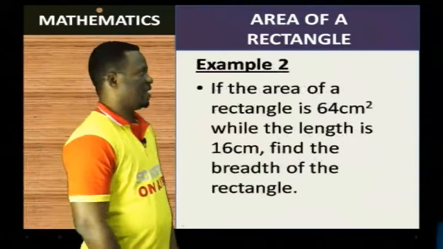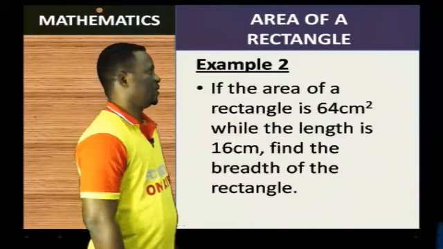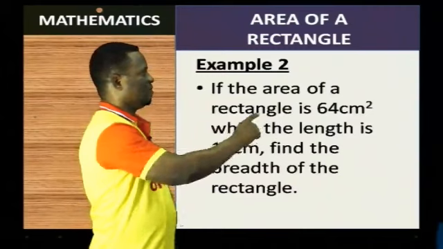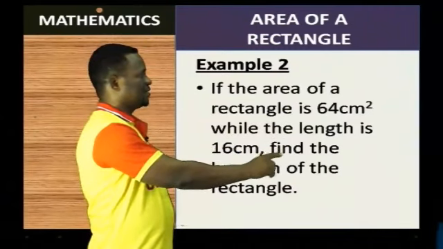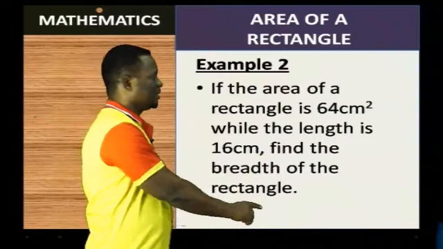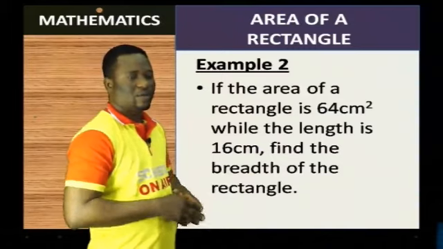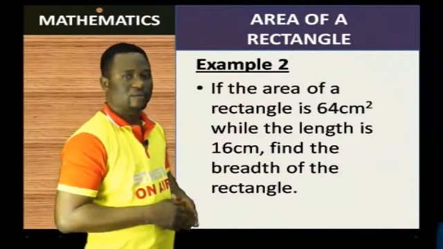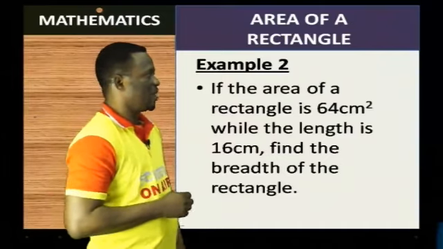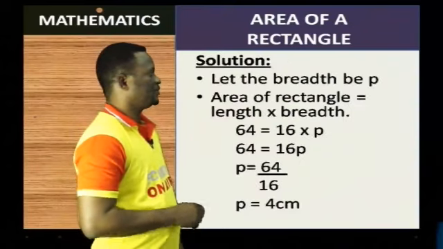Now we move to another example to illustrate the calculation of the area of a rectangle. This example question says, if the area of a rectangle is 64 centimeters square, while the length is 16 centimeters, find the breadth of the rectangle. This question is not that direct because we are given the area of the rectangle while the breadth is required of us to calculate. This also is very simple to do.